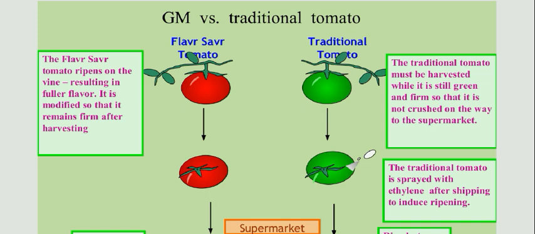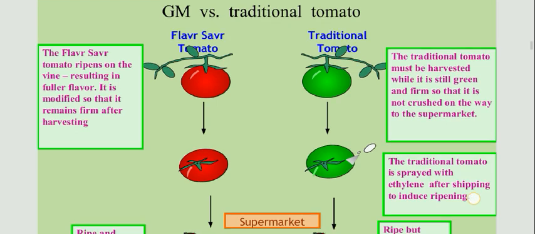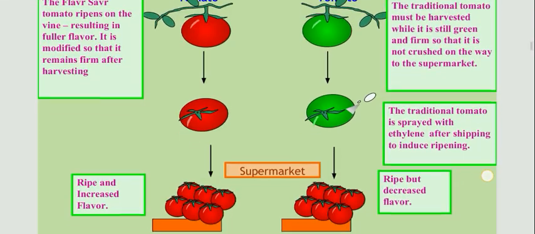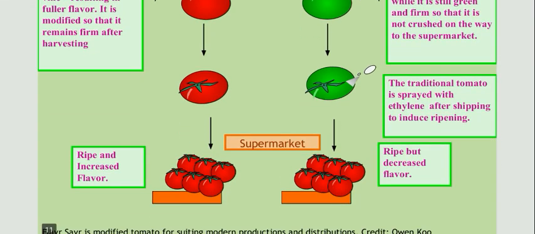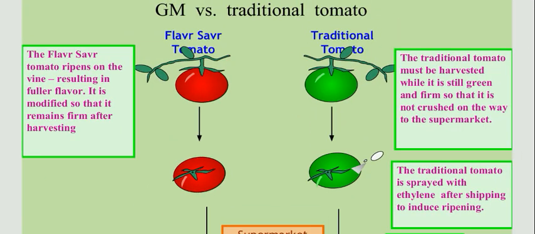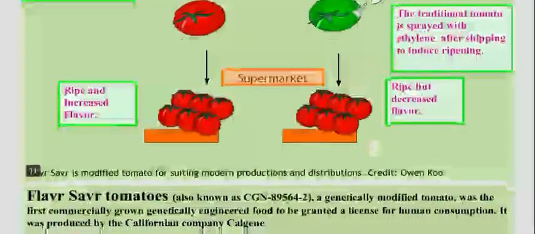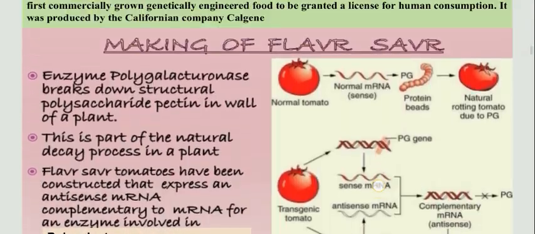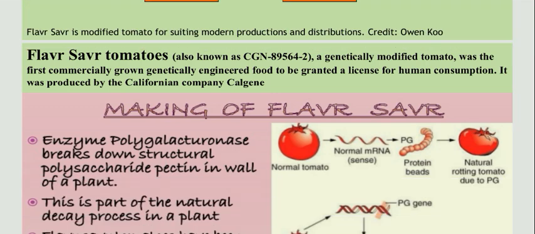The traditional tomato must be harvested while it is still green and firm so that it is not crushed on the way to the supermarket. The traditional tomato is sprayed with ethylene after shipping to induce ripening, right? But decreased flavor. Okay, the Flavr Savr tomato ripens on the vine, resulting in fuller flavor. This is modified so that it remains firm after harvesting. Ripe and increased flavor.